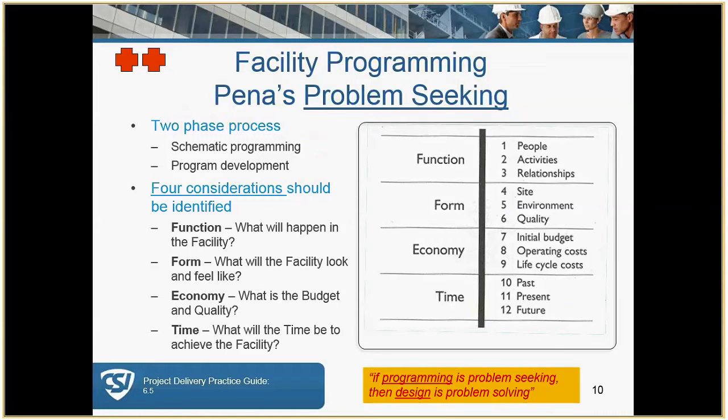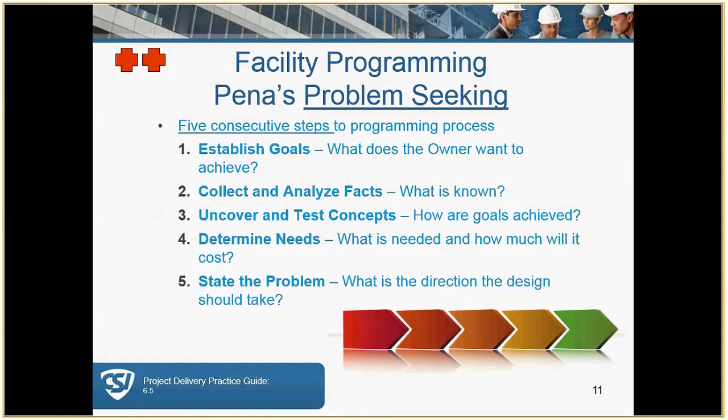And again, we all know, we've all learned this one way or the other, but just remember that this is how you want to approach the exam, with these particular definitions and identifications. So the problem-seeking process, there's 5 steps. And again, they're not going to ask you something like how many steps, but they might list steps and say which is not a step. It's going to be that type of question. So the 5 steps: establish goals, collect and analyze facts, uncover and test concepts, determine needs, and state the problem.